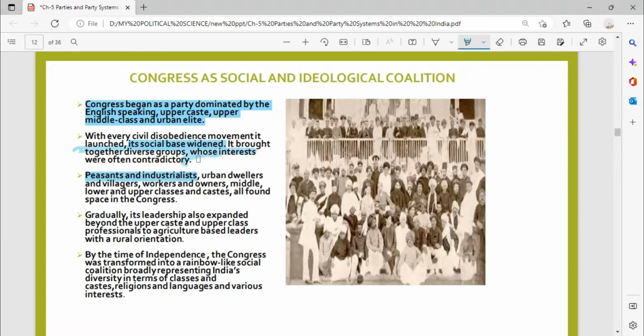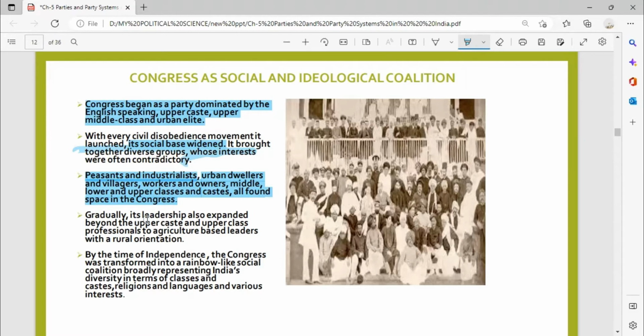Congress had people from different ideologies, or you may say conflicting ideologies. Peasants and industrialists do not come together, because one's loss is another's profit. But even peasants and industrialists were in the same Congress party. Even urban dwellers and villagers were the same. Workers and owners of the mills were in the party. Middle, lower, and upper classes and castes were also there. So all found a space in the Congress, and that's why this made the Congress one of the most beautiful, like a rainbow organization, which connected with all walks of life of the people.